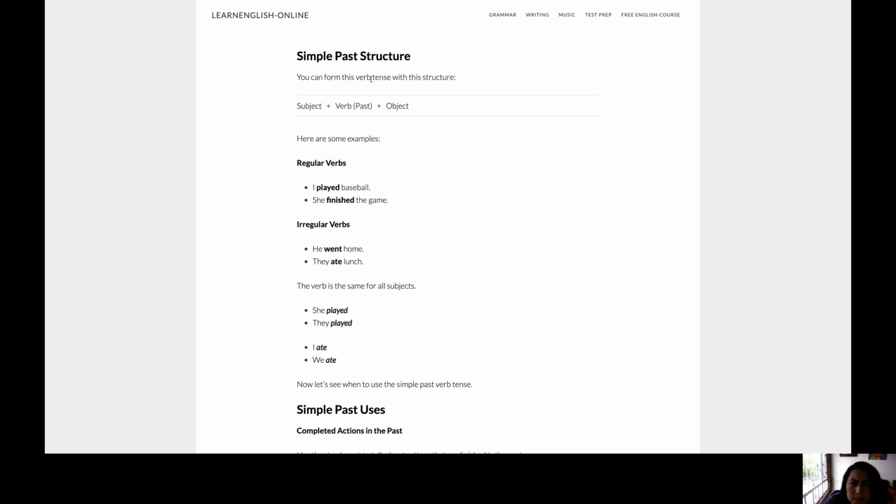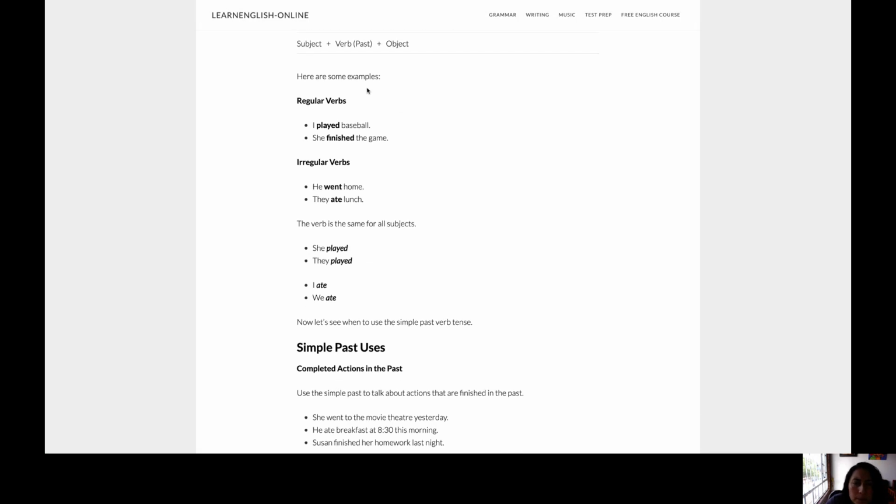So you can form this verb tense with this structure. So remember the order of the sentence basically is the same. Subject goes in the first place, then the verb, but in this case the verb goes in past. Entonces el verbo, recuerden que como estamos hablando en pasado, pues el verbo obviamente va en pasado. And then the object or the complement or the rest of the sentence, okay?